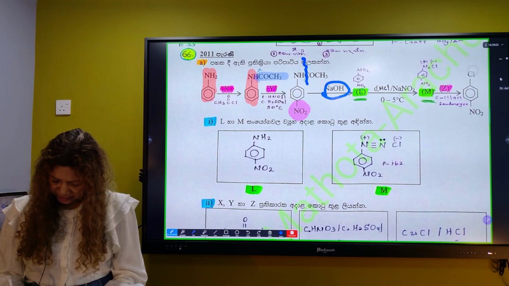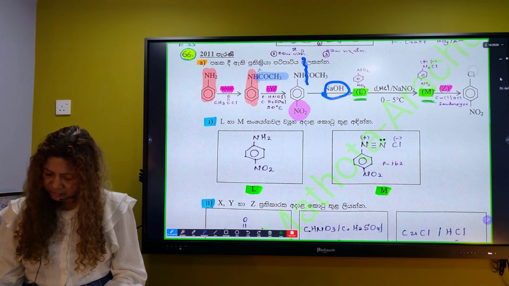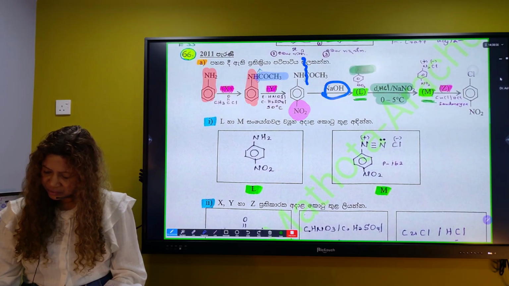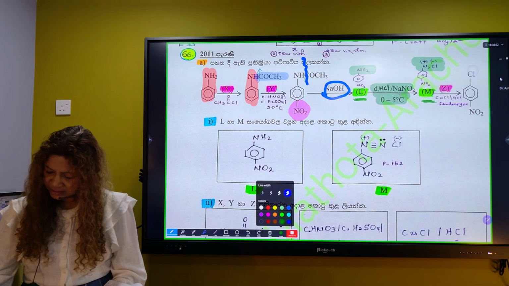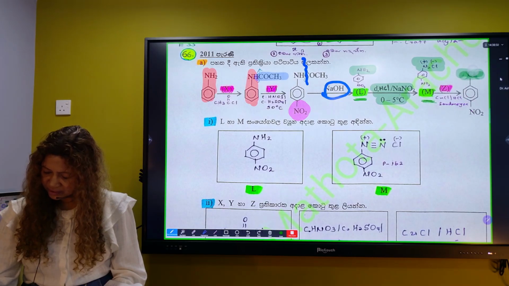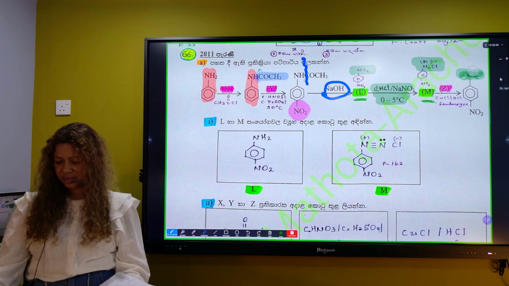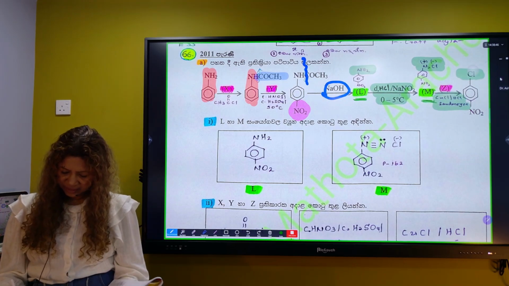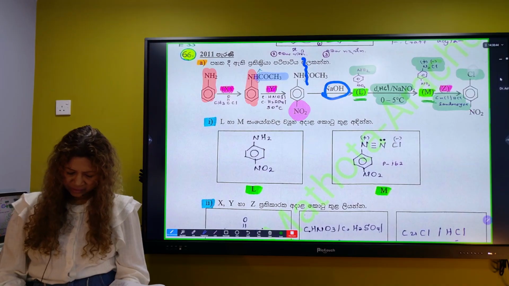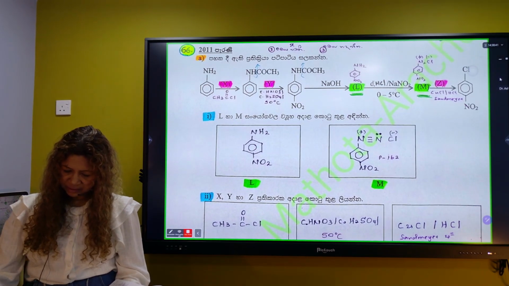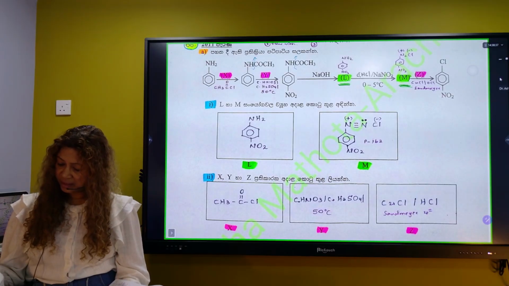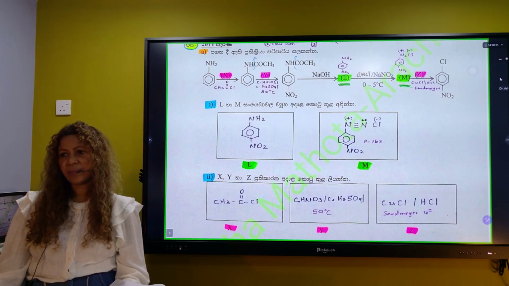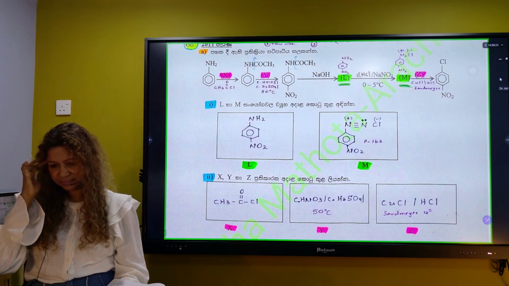Low temperature. Now we are going to convert NH2 to N2Cl. Then you have chlorine here. That is a Sandmeyer reaction with CuCl. Finish. Chalaya. L and M විතර ඇහලා තියෙන්නේ. No. All asking for here. Okay, so X, Y, Z and L and M. How is it?